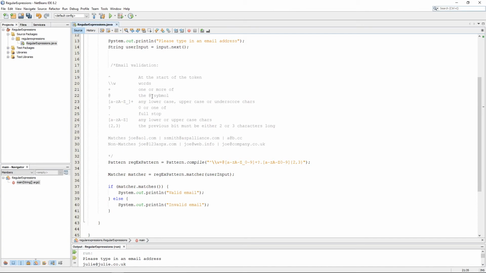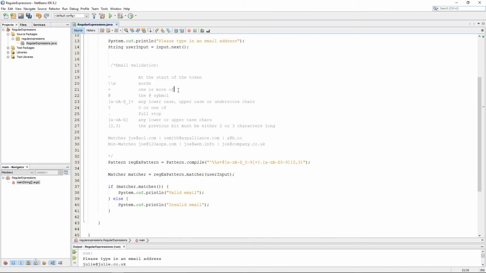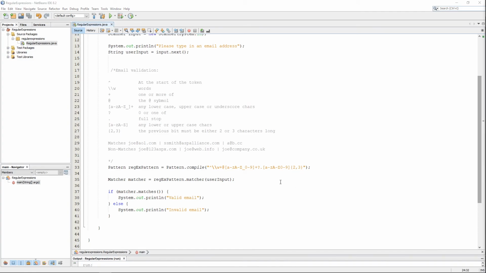Then there's going to be an @ symbol. Bear in mind that says one or more words. There's no spaces, there's no numbers. I'm not allowing any of that. Then it's followed by the @ symbol. After the @ symbol, I'm going to say you can have any lowercase or uppercase or underscore characters. That's fine. So remember this little plus symbol we've seen before? That means that we're allowed to match one or more of the preceding token. The preceding token in this case is this part just here. So we're saying we're having one or more lowercase, uppercase or underscore characters.